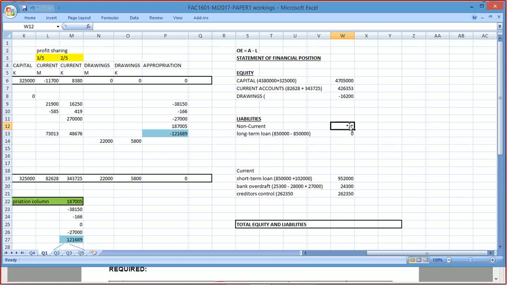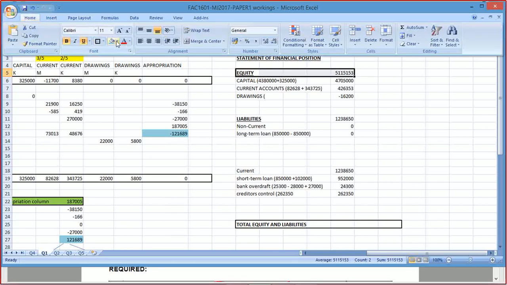Right, then we just sum up. So obviously there's no non-current, but there is current. Sum up all of that. That's going to give me that total there. Okay, so my liabilities will be my current plus my non-current. Okay, it gives you that answer. And then my total equity and liabilities, this would equal the sum of all of that.